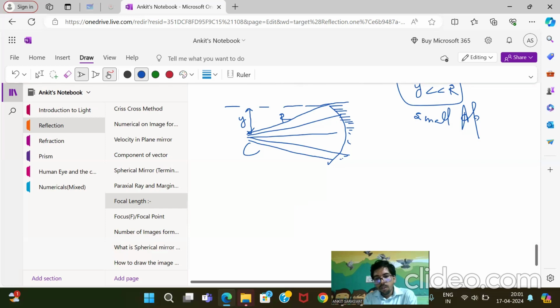So thank you so much. I will stop the lecture. Tomorrow I will explain how to calculate the focal length. These lectures, believe me, are very, very important. You will get f is equal to r by 2 everywhere. But you should know the derivation of this, and in which case this formula is not valid.